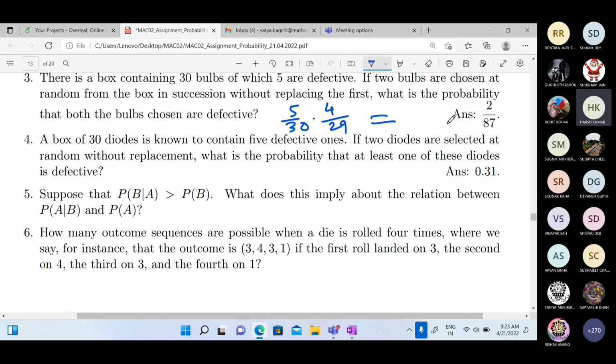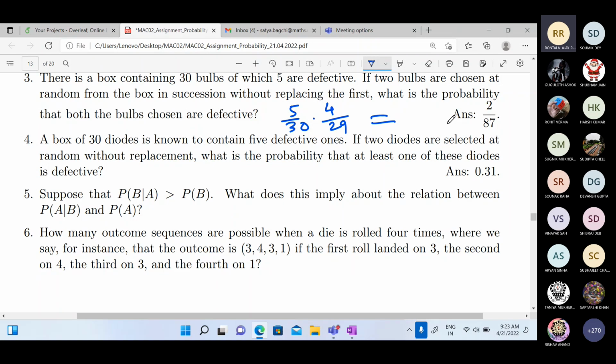Question number 4. A box contains 30 diodes and is known to contain 5 defective ones. Out of 30, 5 contain the defective ones. If 2 diodes are selected at random without replacement, what is the probability that at least one of these diodes is defective?